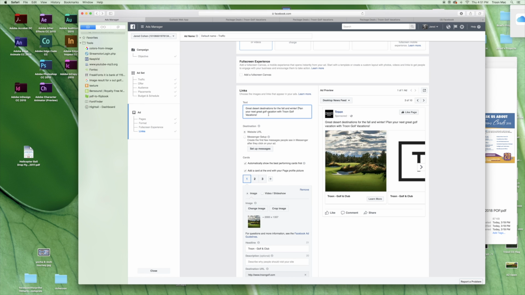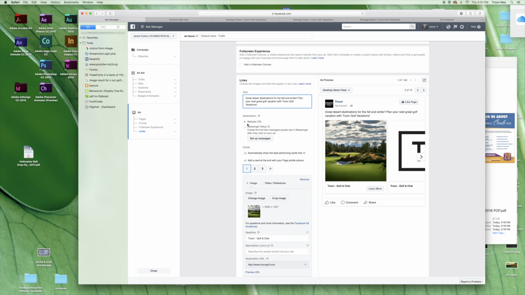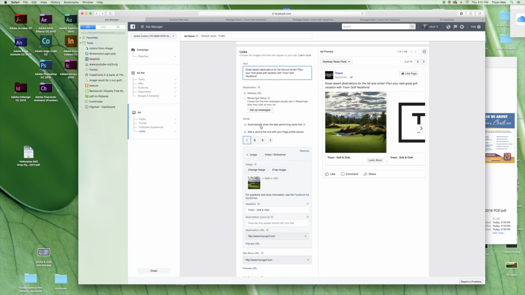Plan your next great golf vacation with Troon Golf Vacations. All right, so there's the text that's going to go in. Keep it the website URL. We'll get to that in a second.